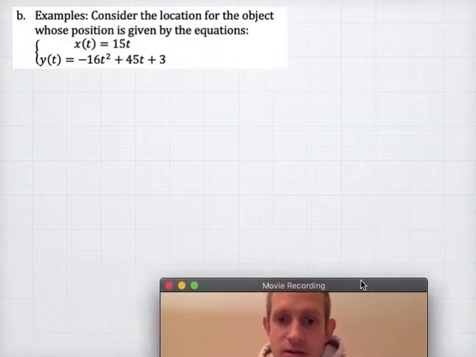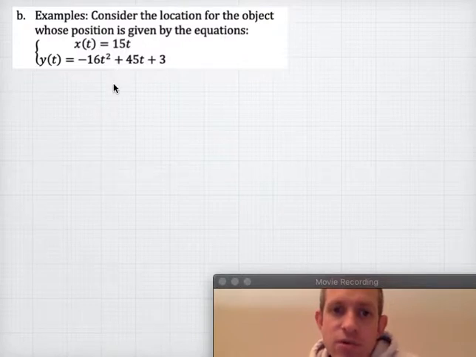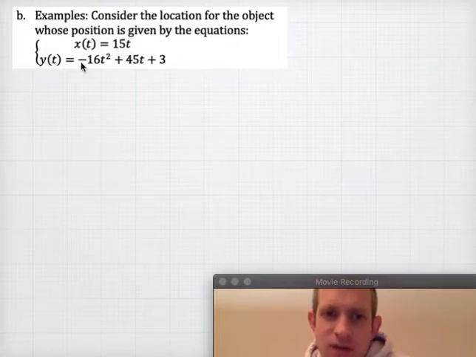We're going to consider the location of an object. Actually, this comes from a physics class, so this could be a ball or something that is thrown in Earth's atmosphere, and so it flies up and so forth. But anyway, you don't need to know that. We're going to make the equations here, and we want to know if x is defined as 15 times time, and y is defined as negative 16 time squared plus 45 time plus 3. How do we make that graph?